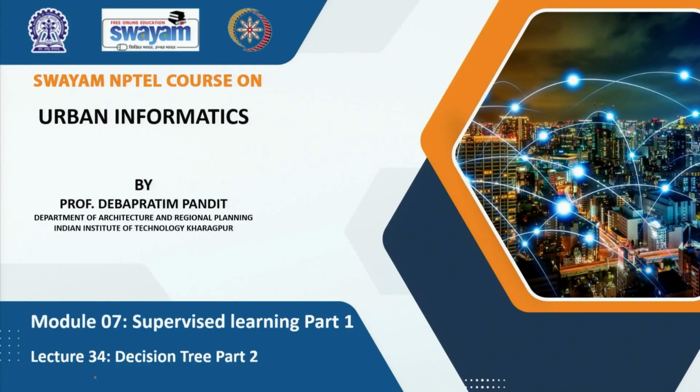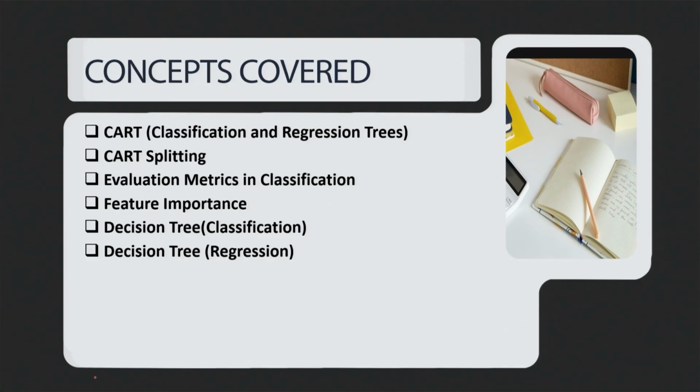Welcome back. In lecture 34, we continue with decision trees, and this is the second part of the lecture. The concepts that will be covered in this lecture are CART, classification and regression trees, CART splitting, evaluation metrics in classification, feature importance, and then we will give two examples. One is a decision tree for classification and the other is a decision tree for regression.